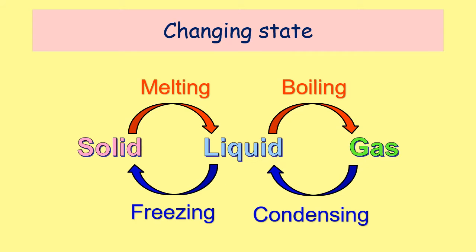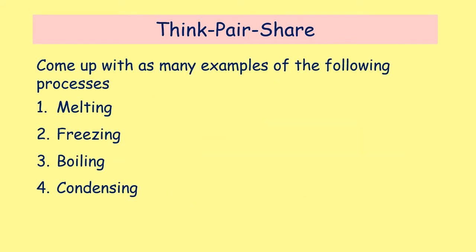At the bottom part of the diagram, we see a gas turning into a liquid, and that process is called condensing. And the liquid can turn into a solid through a process called freezing. Those arrows are in blue to show that we are cooling it down in order for that to happen.